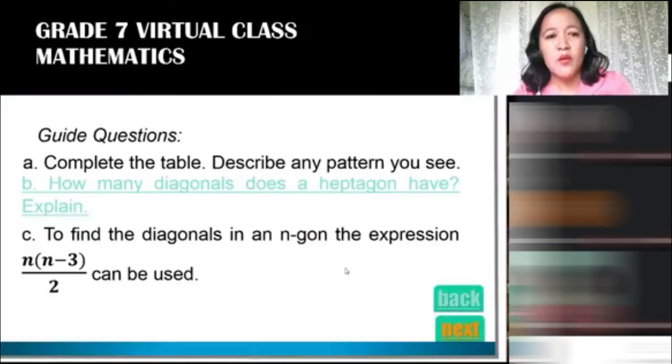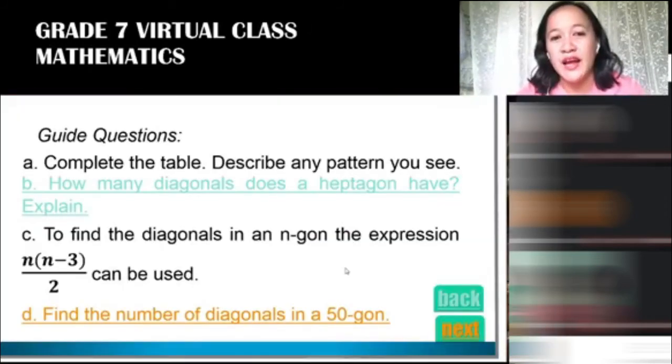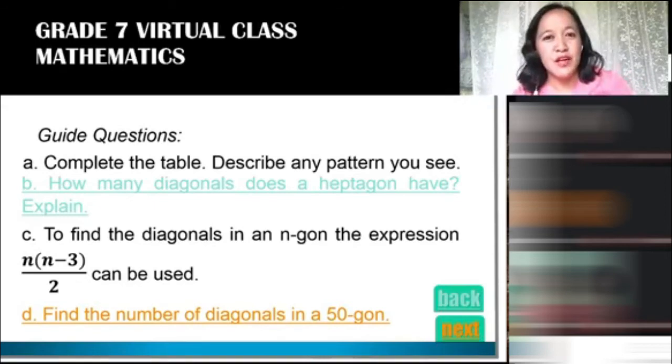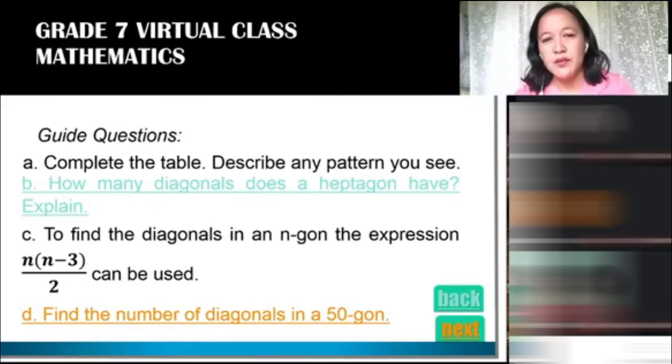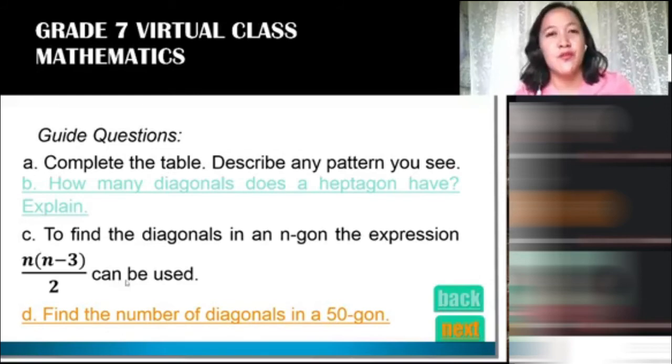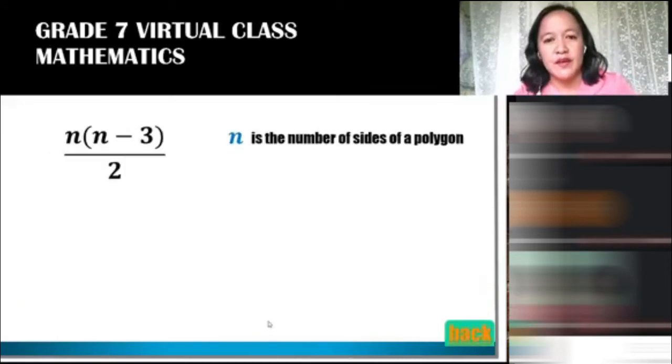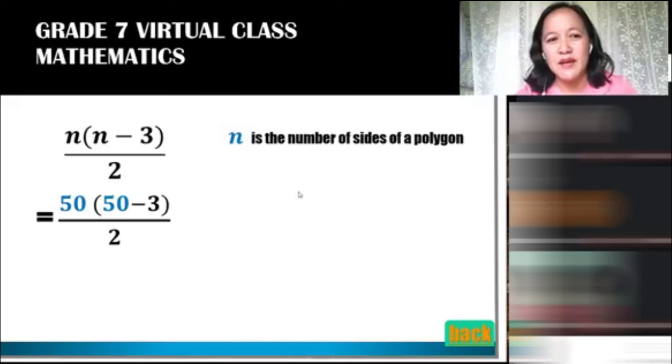Now, what if kapag 50-gon na? When we say 50-gon, it has 50 sides. Siyempre, if we're going to draw it or illustrate it, it would take time. But if we're going to use the formula, we can easily determine the number of diagonals a 50-gon has. Okay, sino kaya sa inyo ang makakasagot ng tama? 50-gon. Ilan ba ang diagonals nito?